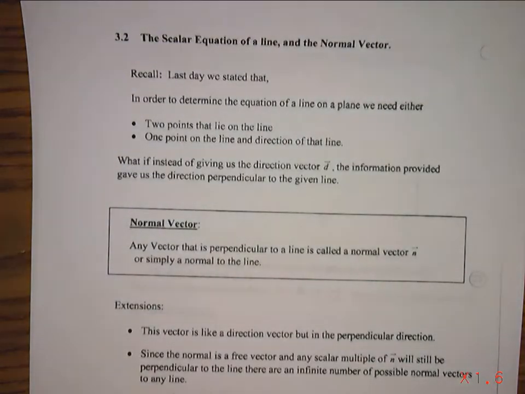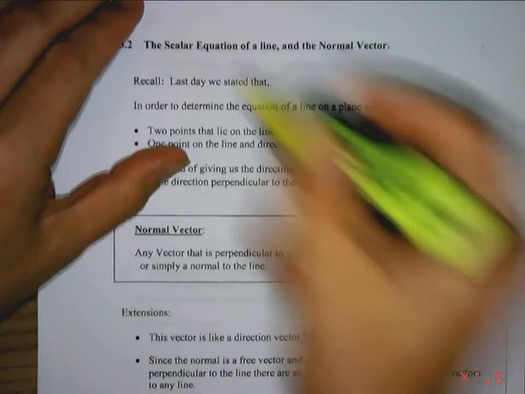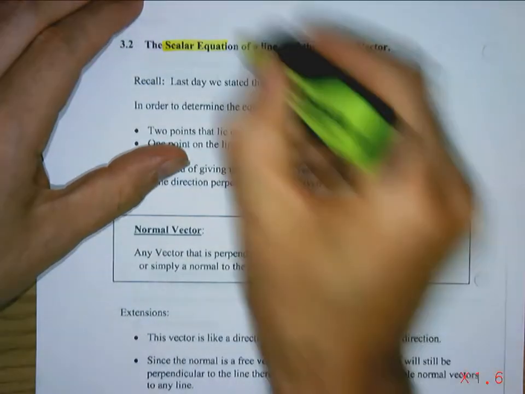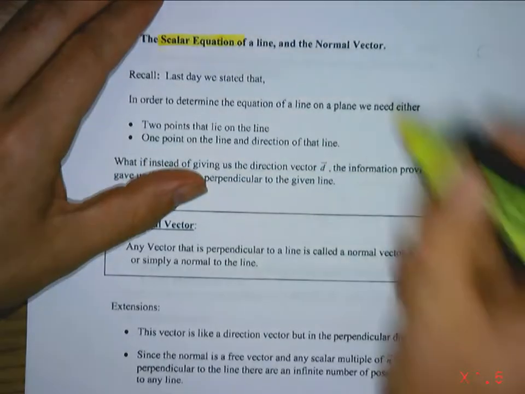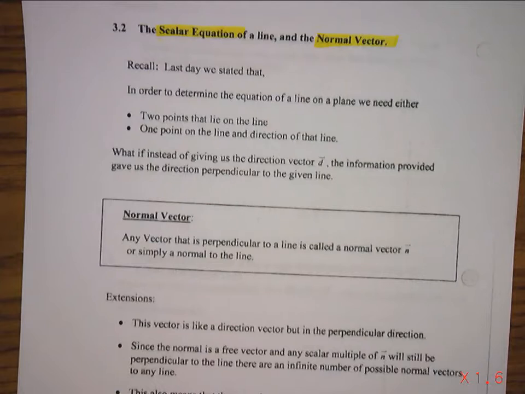Let's see what we got going on here. We've got section 3.2, the scalar equation of a line. So already we're off to a brand new start. We got a brand new word in there, the scalar equation of a line, and the normal vector. So these are two things that we're going to have to talk about.